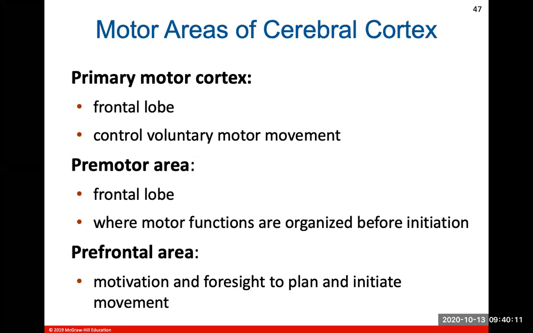The motor areas of the cerebral cortex are the primary motor cortex, which is in the frontal lobe. This will control all voluntary motor movement of your skeletal muscles. The premotor area is also in the frontal lobe, and that is where motor functions are organized before they get sent off or initiated. And the prefrontal area is responsible for motivation and foresight to plan and initiate movement.